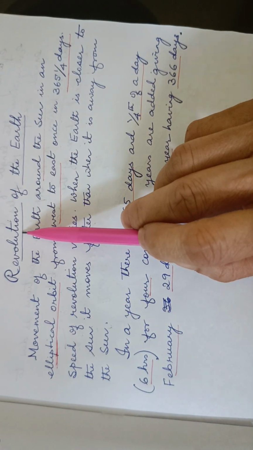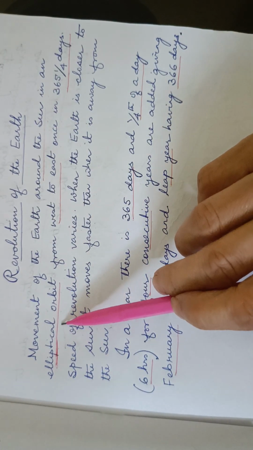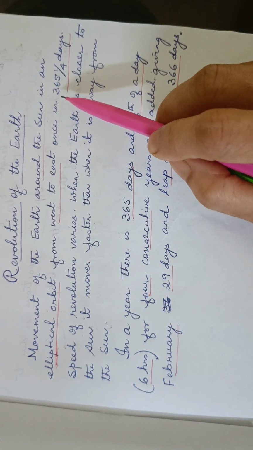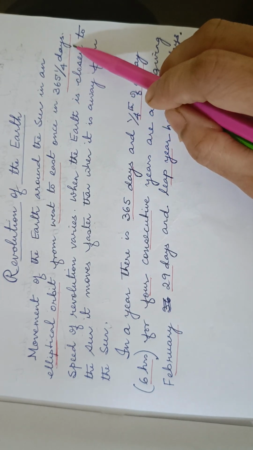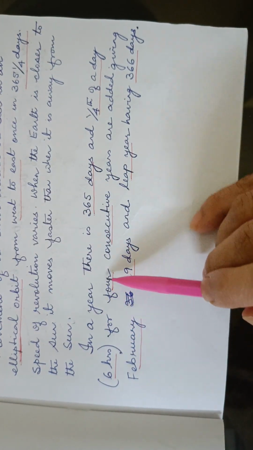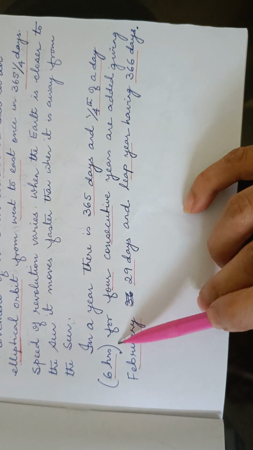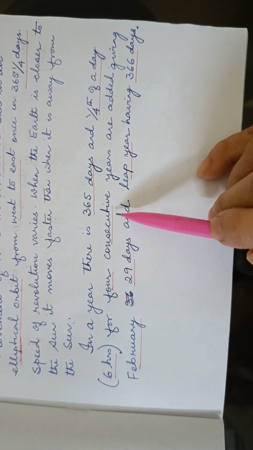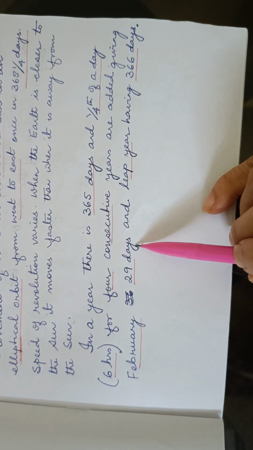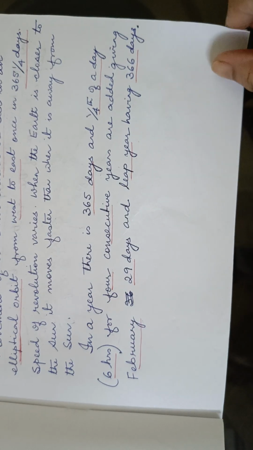So children, revolution will be movement of the earth around the sun in an elliptical orbit. And what is the direction? Again from west to east, and time taken is 365 1/4 days or 365 days 6 hours. Now we all know that in a year there are 365 days. Now what to do with that 1/4 of a day, which is equal to 6 hours? For 4 consecutive years it's added, giving February 29 days, and that year is known as leap year, which is having 366 days.